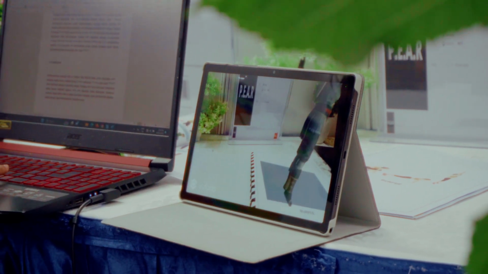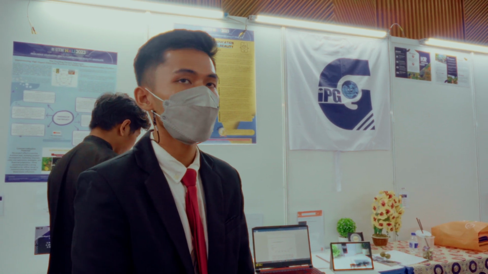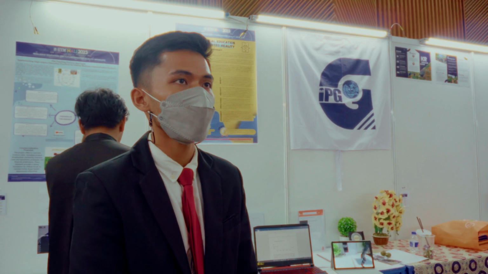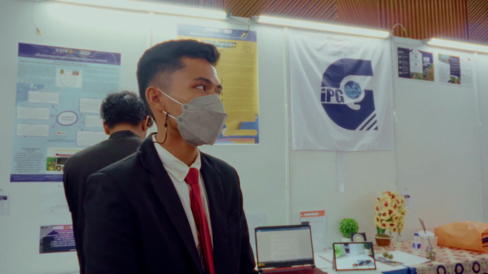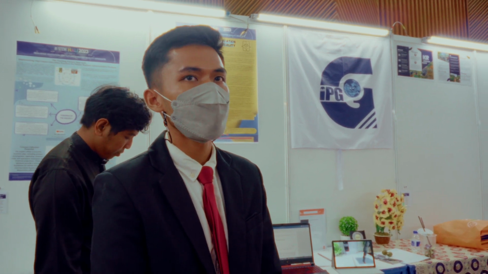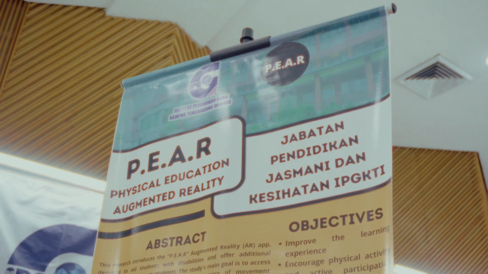Our objective is to improve the learning experience, especially for primary school students, in the locomotor and non-locomotor movement topics. Next, to encourage physical activity and active participation among the students. And the last one is to make the learning process more interesting.